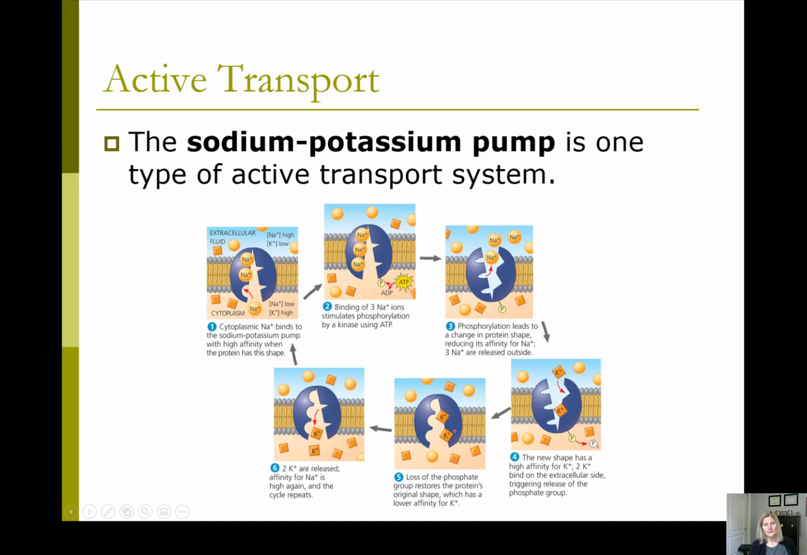So this sodium-potassium pump works for two different ions. Both of them are going against their concentration gradients. We're moving the sodium from low to high, inside the cell to outside. We're moving the potassium, there it is, from low outside the cell to high inside the cell.